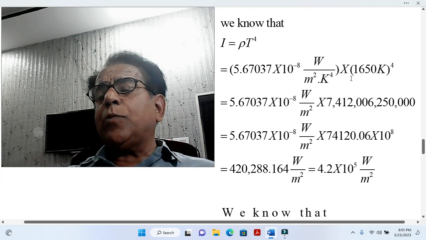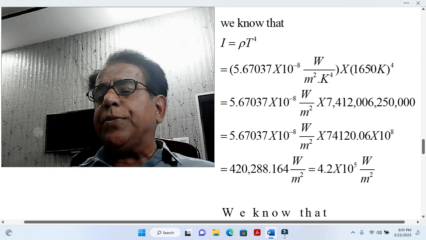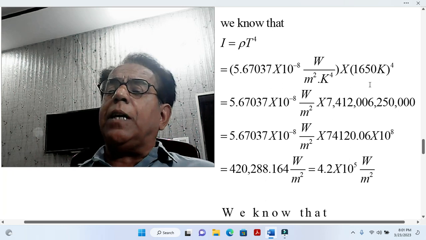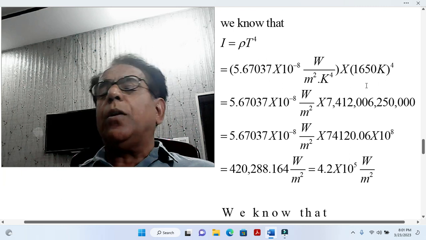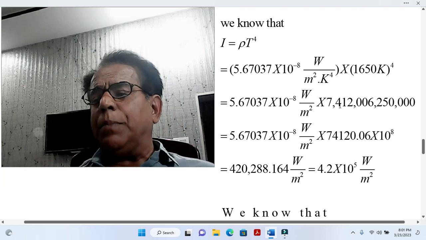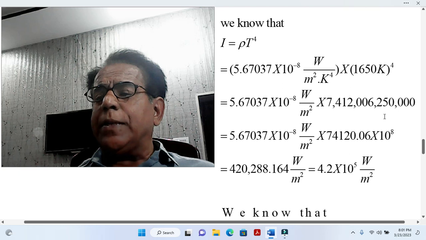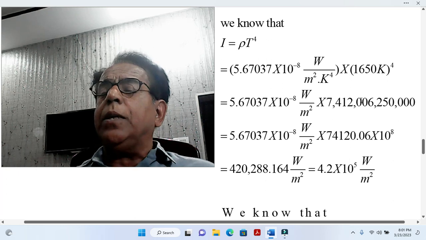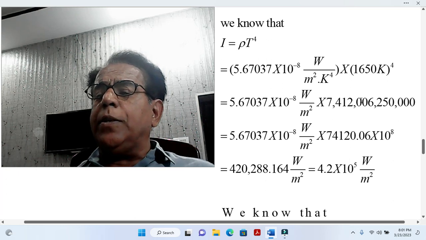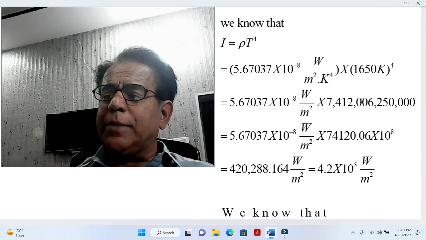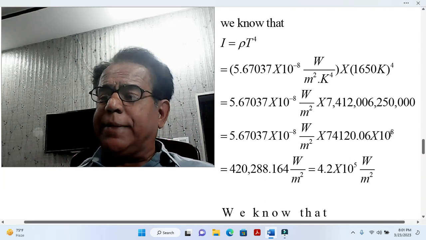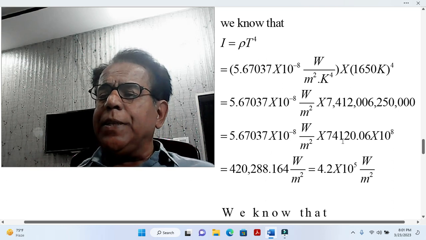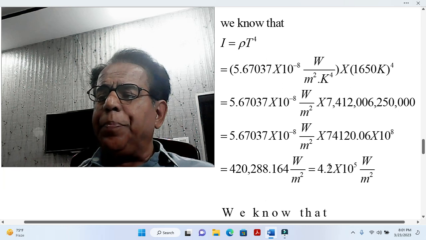What simplification? Actually, first we have taken the fourth power of this: 1650 into 1650 into 1650 into 1650, or we have taken its square twice. Similar thing. This figure comes. After this figure, we have converted into 10 to power plus 8, then 1 2 3 4 5 6 7 8. After 74 120, we have placed the decimal here, so that it has been converted into 10 to power plus 8, and hence 10 to power minus 8 and 10 to power plus 8 will be cancelled, and this figure after multiplying with this figure will become this figure.